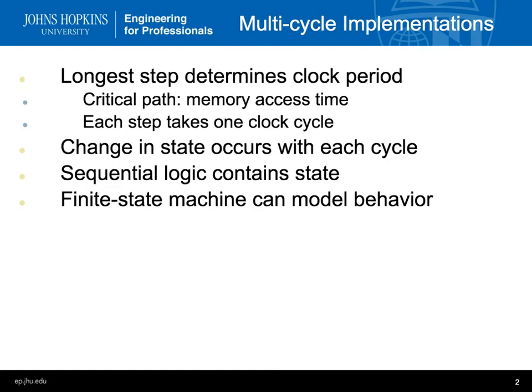So the longest step is going to determine the clock period. Whichever step takes the longest is going to be the cycle time. Generally, the longest step is going to be accessing memory. And we're also going to have different control signals and a change in state with each cycle. And we're going to talk about a finite state machine and how that is going to model our behavior.